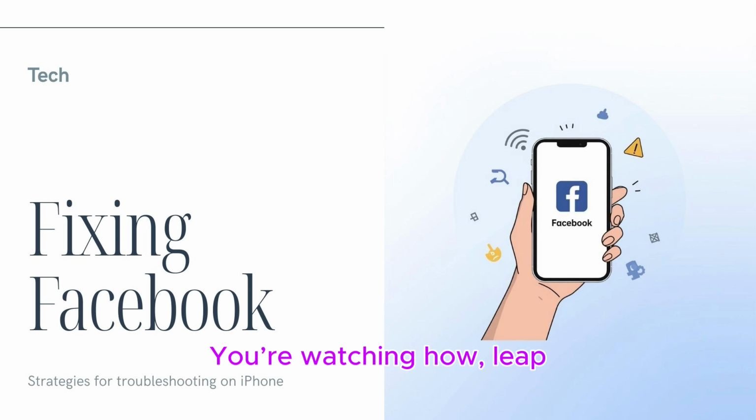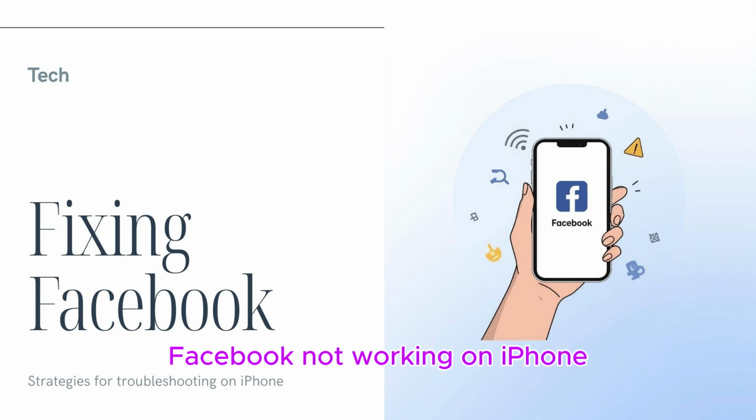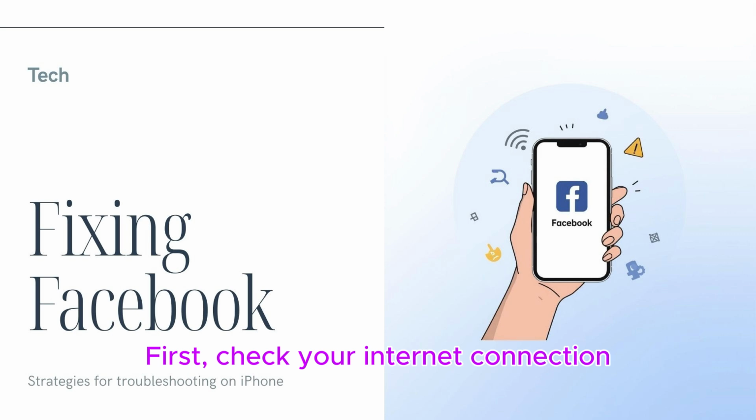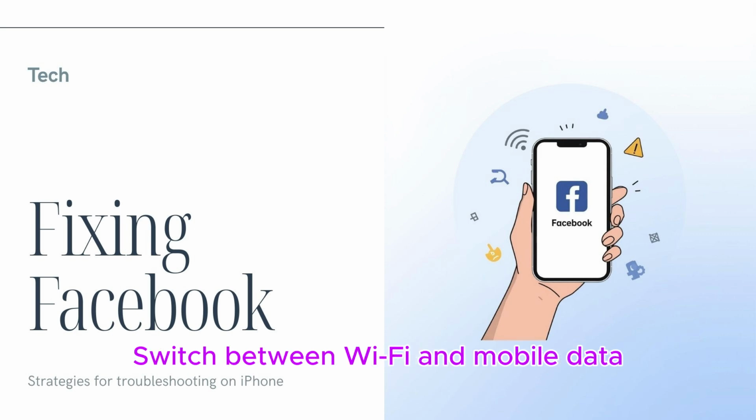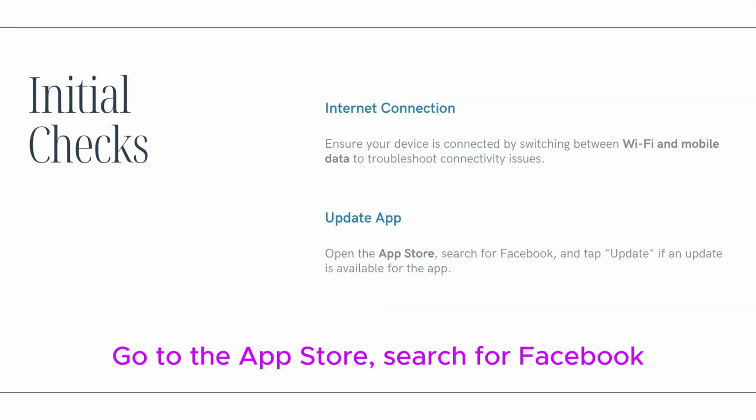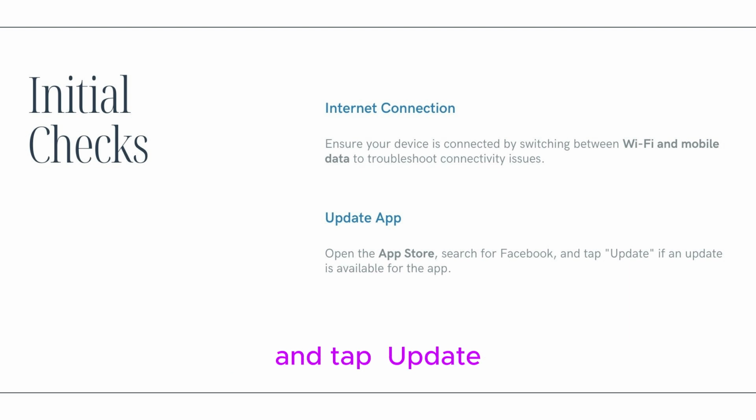You're watching How Leap. Let's fix Facebook not working on iPhone. First, check your internet connection. Switch between Wi-Fi and mobile data. Next, update the Facebook app. Go to the App Store, search for Facebook, and tap Update.